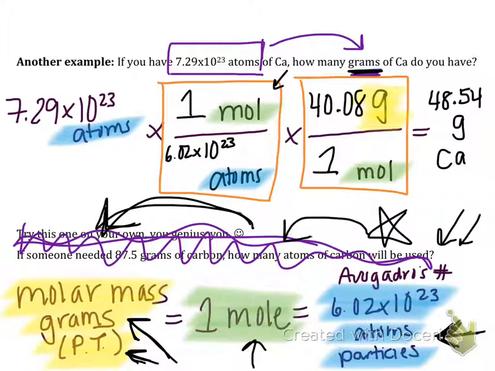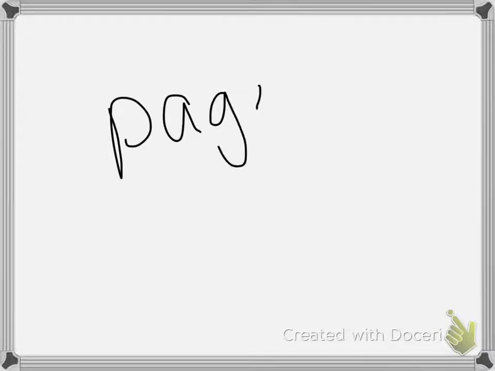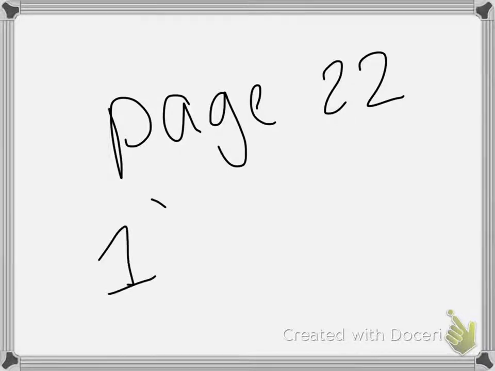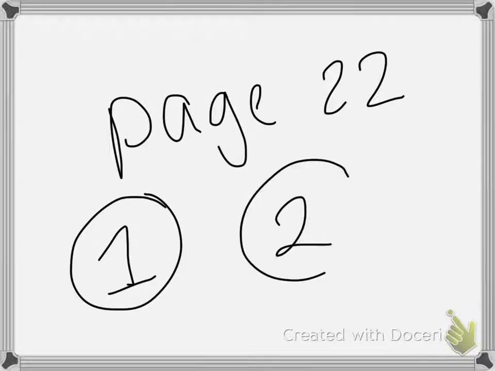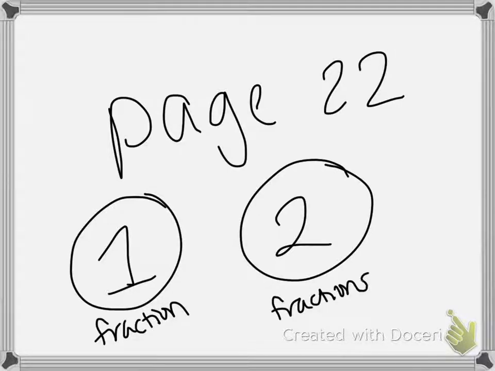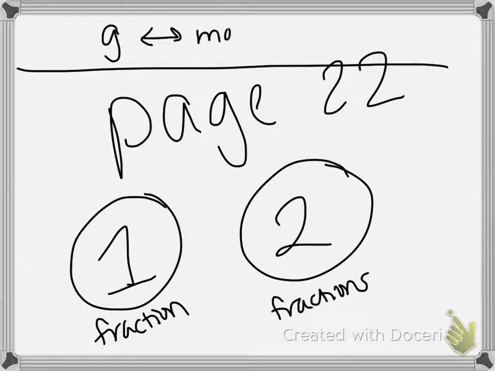Now you are going to work on the very next page. So page 22. The tricky thing about page 22 is that some of them only take 1 conversion to get to the answer, and some of them take 2 conversions. So basically, you have problems that either take 1 fraction or 2 fractions to get to your answer. Okay, so you have to think about how many steps it takes to get to the answer. You have to remember, okay, that if you have grams, and then you have a mole, and then you have atoms, how many steps does it take to get from one place to another?